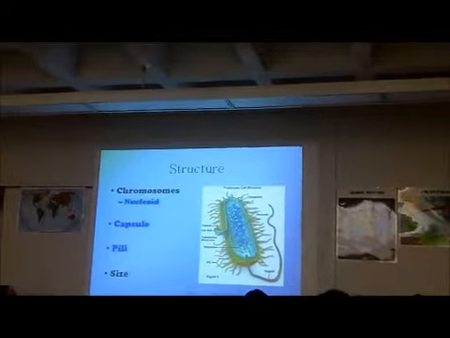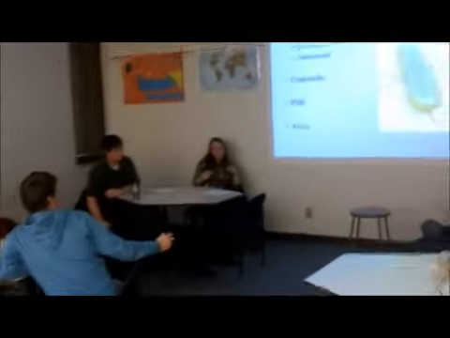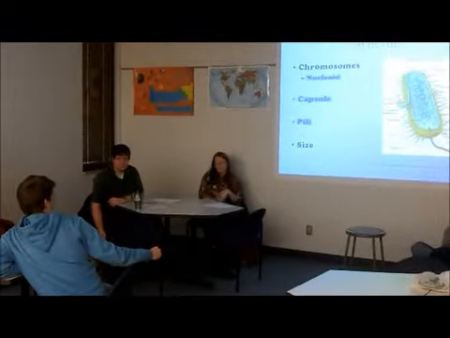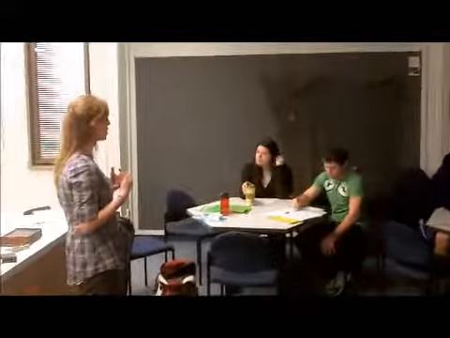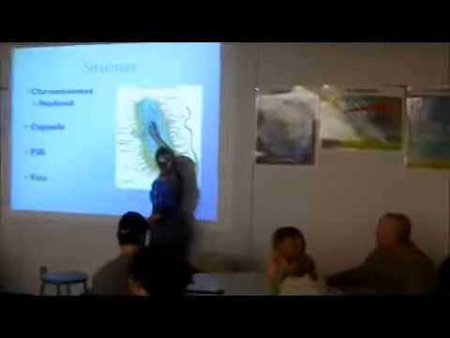Does somebody want to tell me what a chromosome is? Rebecca? It's all the DNA that's bound around the... It's just very, very tightly wound DNA. Yeah, exactly. So the chromosomes in bacteria are structured a little differently than the chromosomes you'd see in our individual cells. In this picture, the chromosomes are in this blue stuff in here.